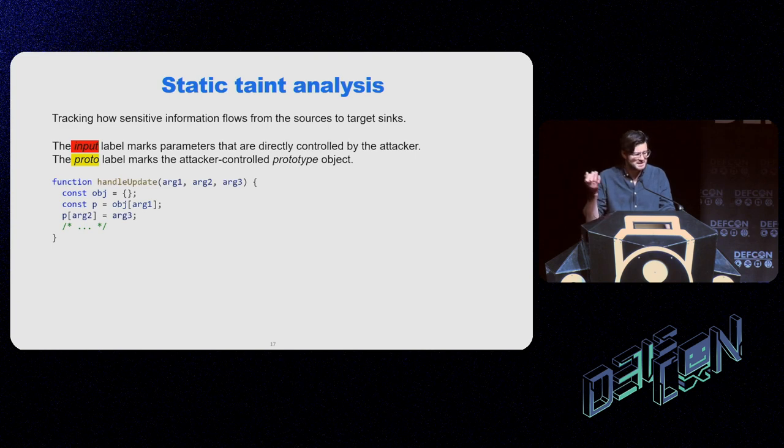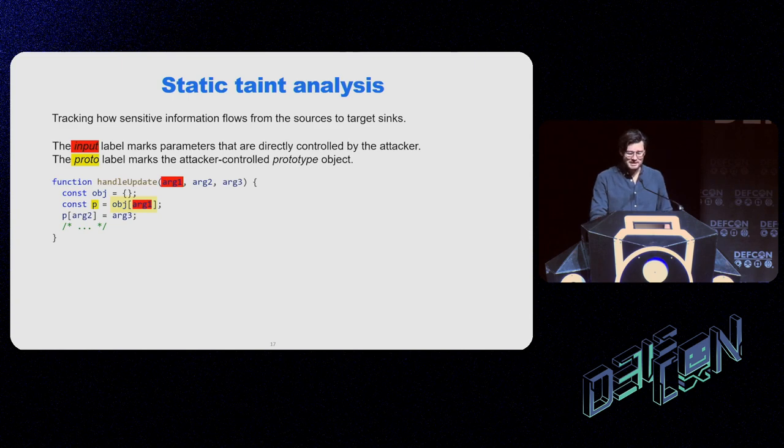However, we cannot define the sink syntactically because not every property assignment leads to prototype pollution. Instead, we use what we call multi-label taint analysis to find the sink. Let's see how it looks in this example. We assume that all arguments of the function are attacker controlled and mark them by the input label. We propagate the input label, and if we have a property read with the tainted property name, we change the label to __proto__. It means the attacker can potentially read the object prototype here.